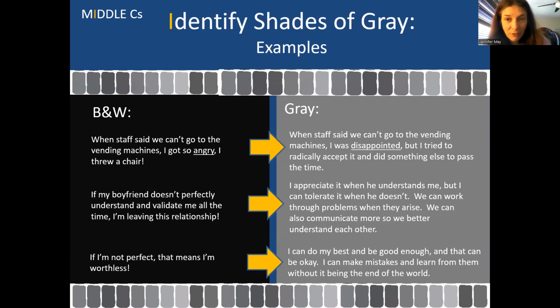Okay, so here's a few examples just to clarify how we can move from black and white to gray. I work at an inpatient psychiatric facility, so the first one's an example from that, because I'm going to be using these handouts inpatient also. When staff said we can't go to the vending machines, I got so angry I threw a chair. So gray, what would that look like? When staff said we can't go to the vending machines, I was disappointed, but I tried to radically accept it and did something else to pass the time.